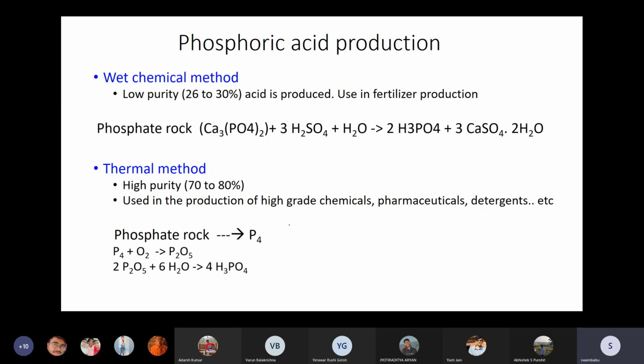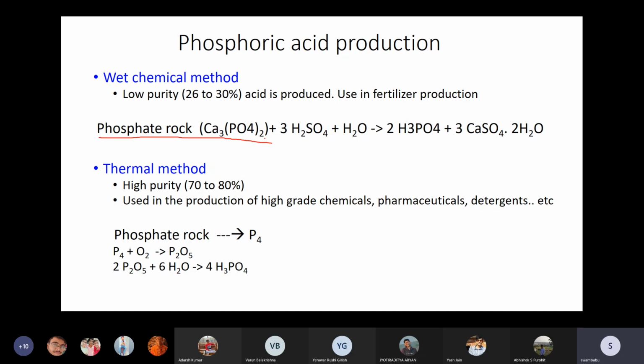Phosphoric acid production, because phosphoric acid is one of the important raw materials required for the production of diammonium phosphate. So we'll start with phosphoric acid production. This is the phosphate rock, which is available naturally.